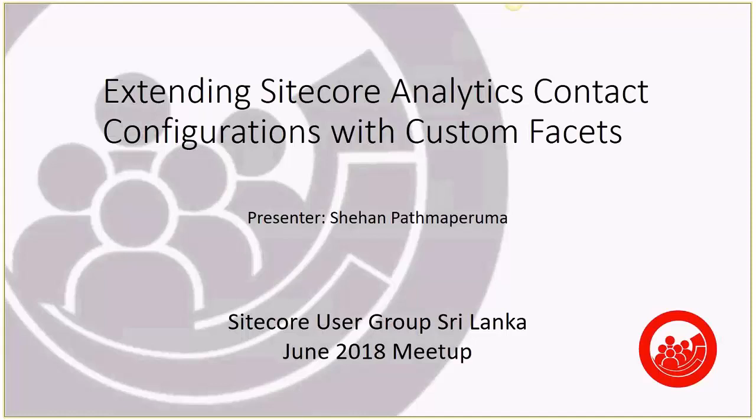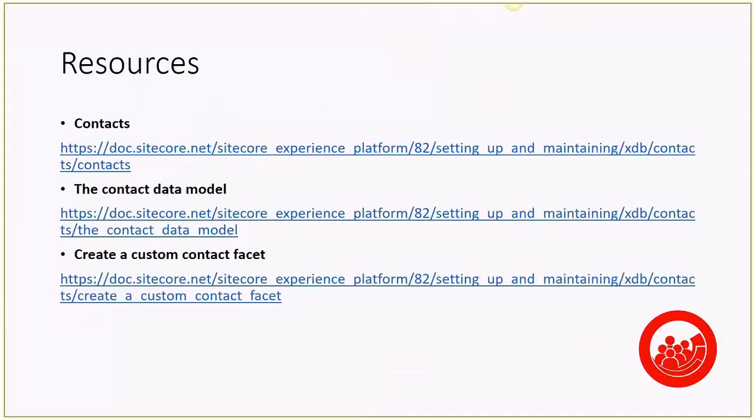To start off the presentation, there are some resources. I'll probably share these slides with you later once this session is over. I have used the documentation that has been provided by Sitecore for this session. So we'll start off with contacts, and then we'll talk about the contact data model, and then we'll go into creating custom facets to extend this data model to track specific information that we need.